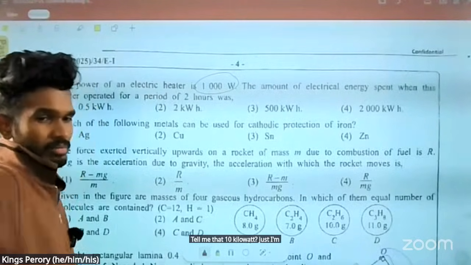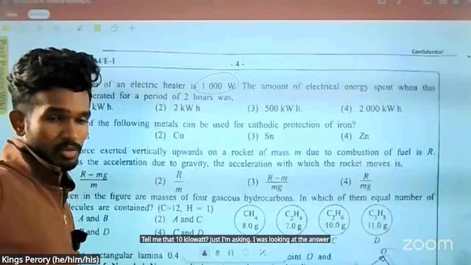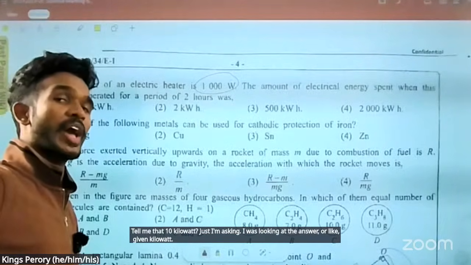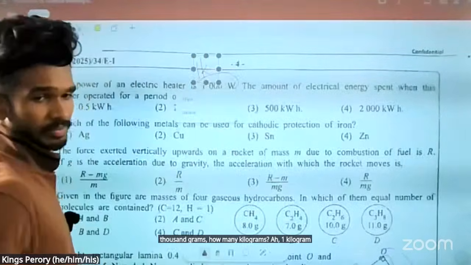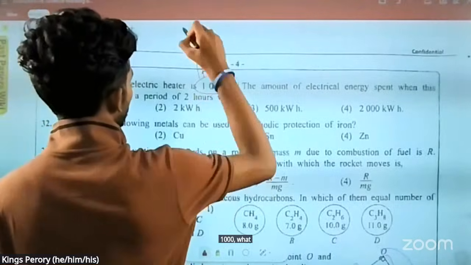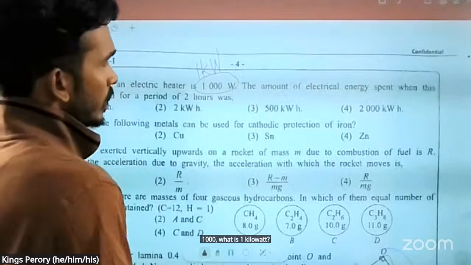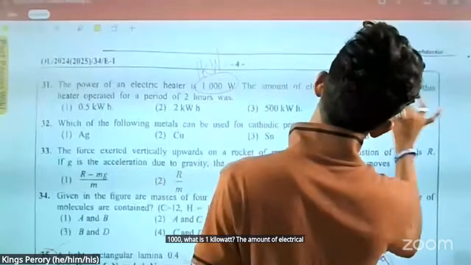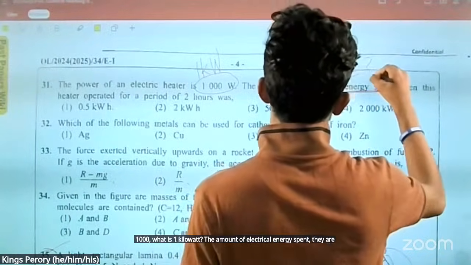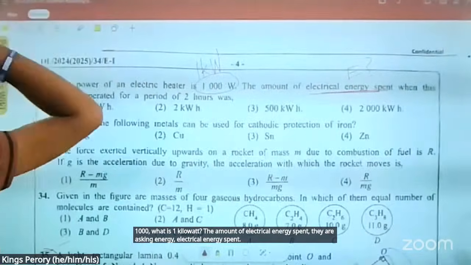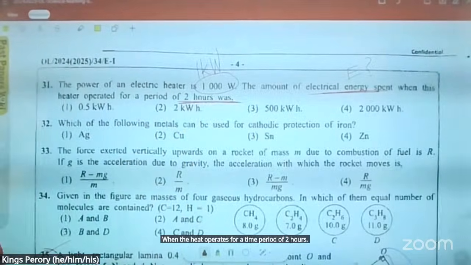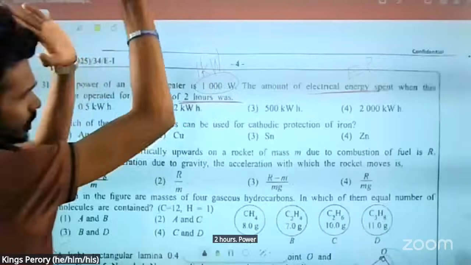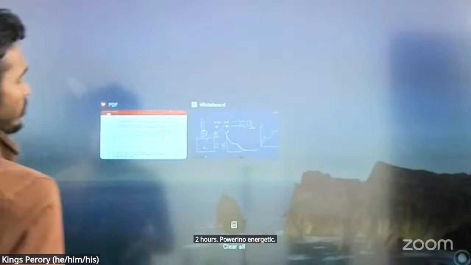I was looking at the answer. All are given in kilowatt. 1000 grams is how many kilograms? 1 kilogram. Then 1000 watt is 1 kilowatt. They are asking the electrical energy spent when the heater operates for a time period of 2 hours. Power I know, time I know, energy they are asking.